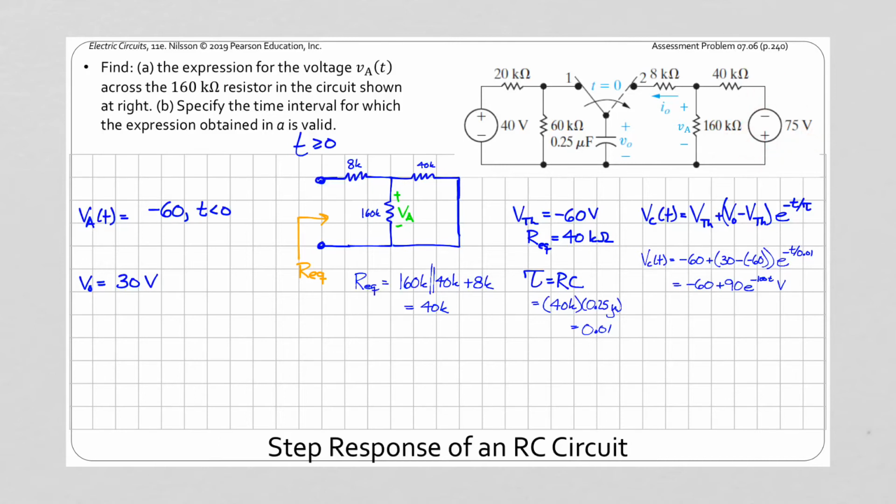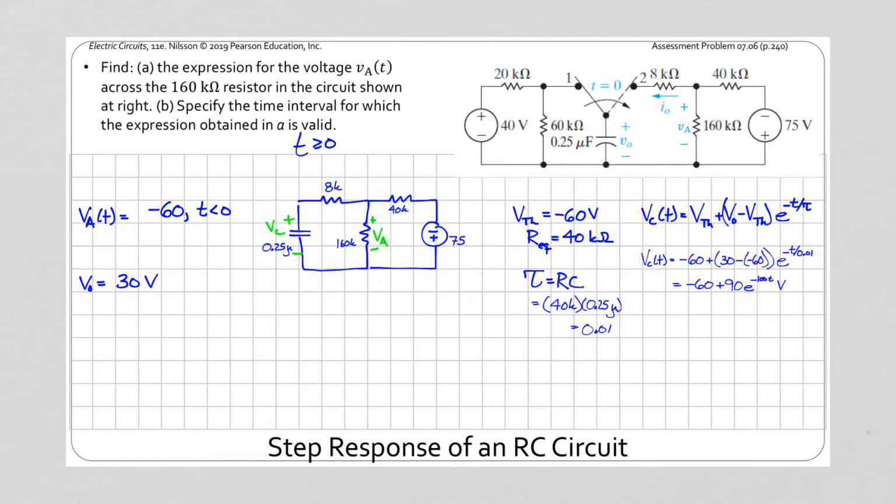from that voltage source. But we're being asked for VA, the voltage across this resistor. So we know the voltage across the capacitor here, but we need to find the voltage across that resistor. So we need to go back to the original circuit that we have for t greater than 0, so we can compare the capacitor voltage to this voltage that we want to find. So we found the voltage across the capacitor here, but we want to know the voltage across that 160 kilo ohm resistor. And so if we're looking for a voltage, it makes sense for us to use nodal analysis.